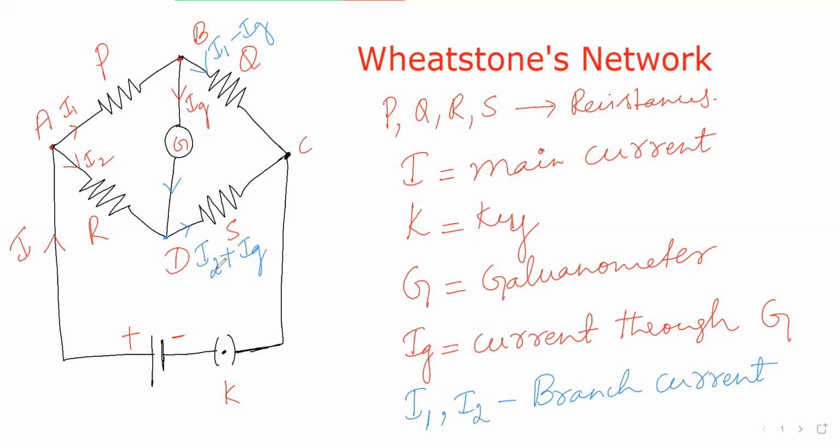Now we have to apply Kirchhoff's voltage law for the cyclic quadrilateral A, B, C, D, A. Here A, B, C, D are the four nodes or points, where P, Q, R, S are the four resistances which are connected here. G is the galvanometer. Now let us start mathematically.